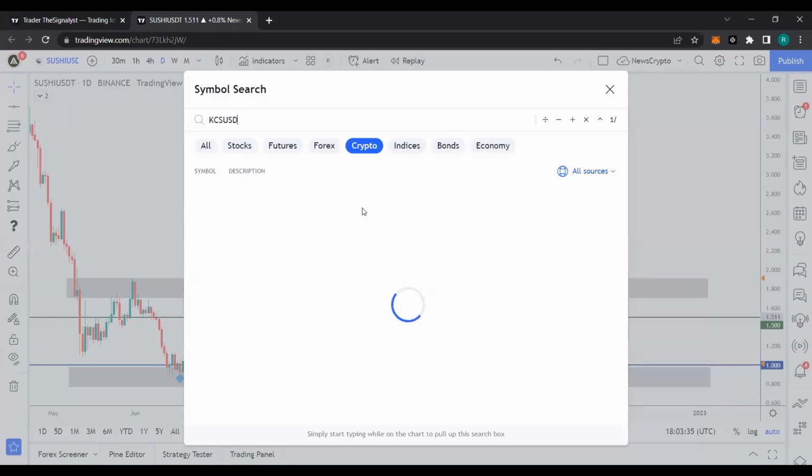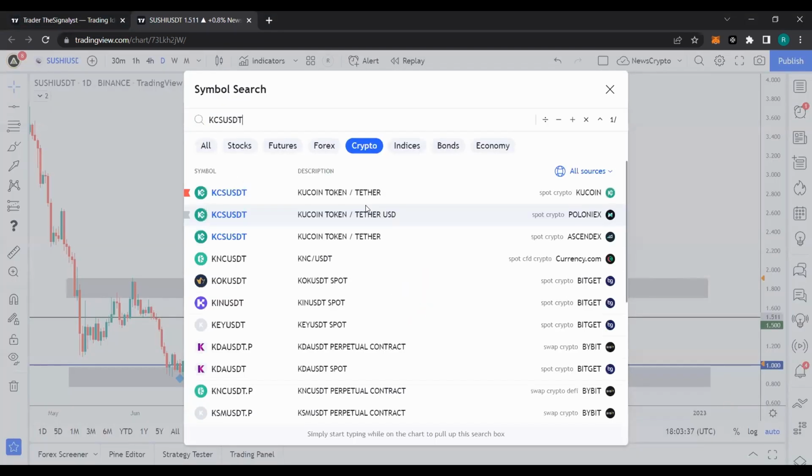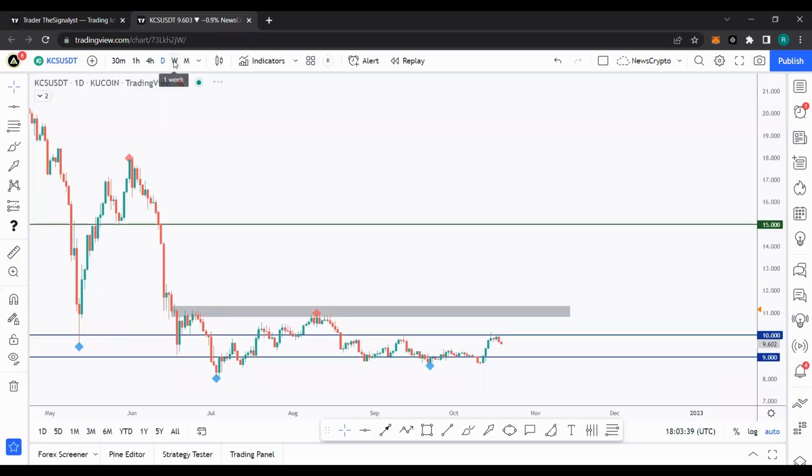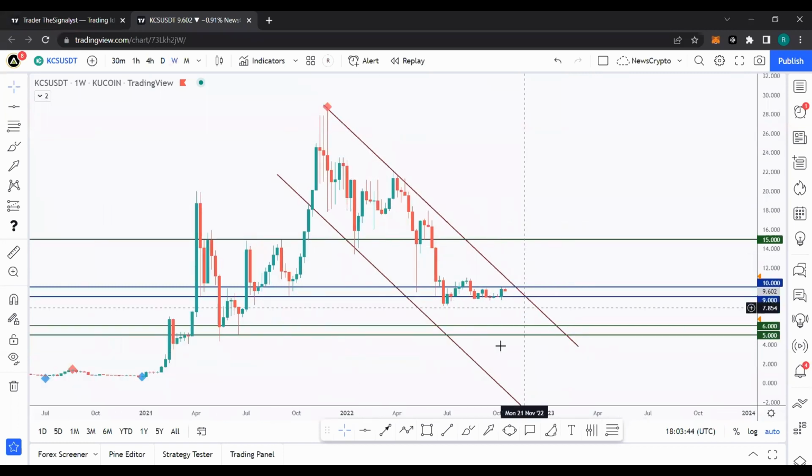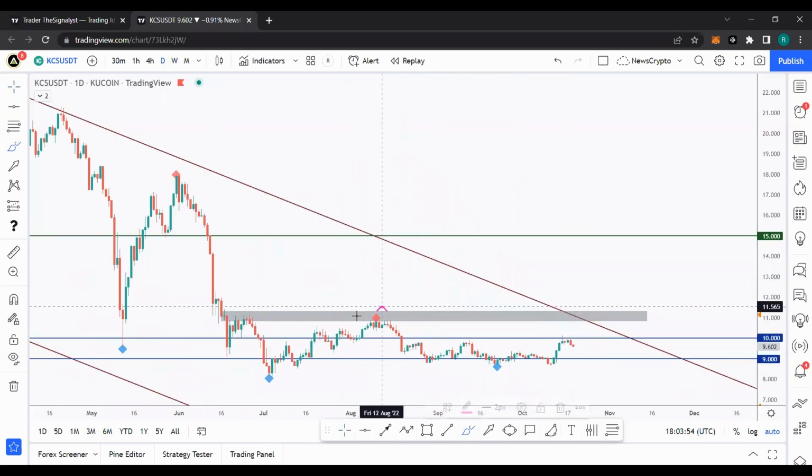KCS USDT. Okay. On KCS, we have been bearish. We are currently stuck here inside this range. Clearly, for the bulls to take over, we need to see a break above this, which you can see better from the daily time frame.